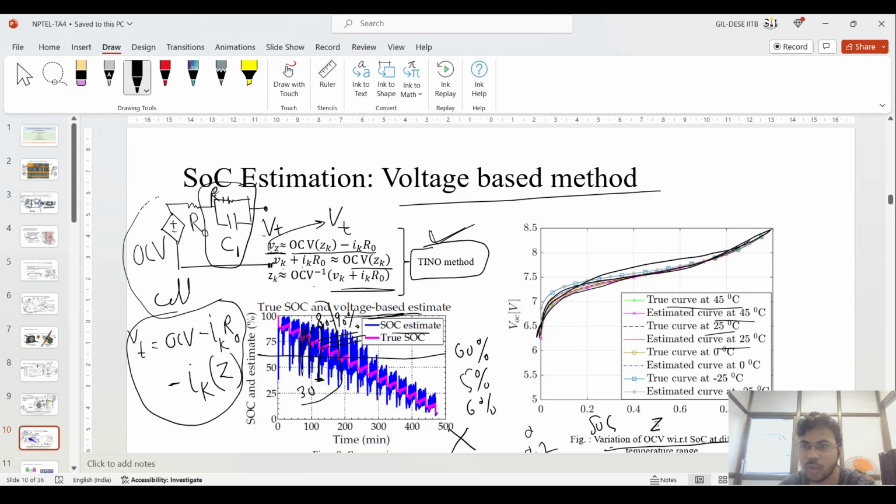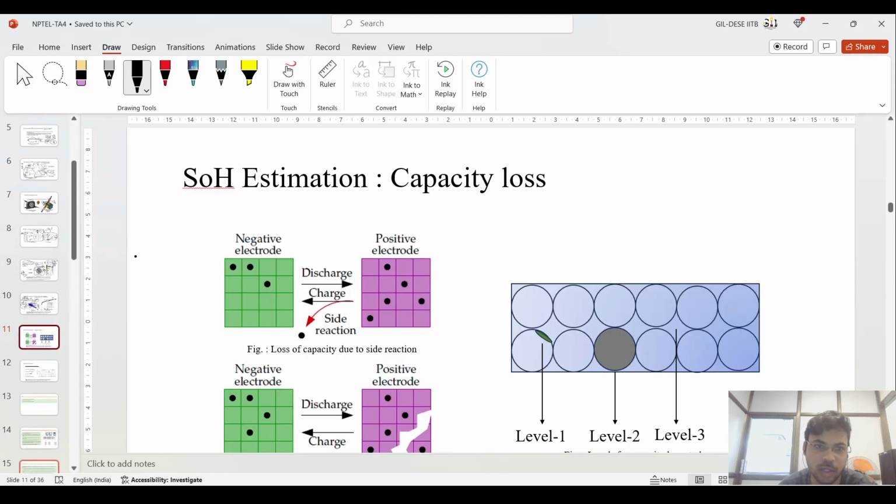If you see this OCV versus SOC curve, it increases. Okay, as the SOC increases, the voltage increases. You have a certain minimum voltage, then a maximum voltage, and in between you have the rated voltage also. Okay, this is the voltage-based measurement technique.